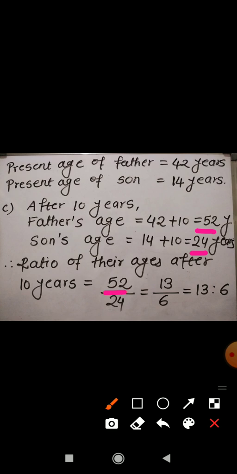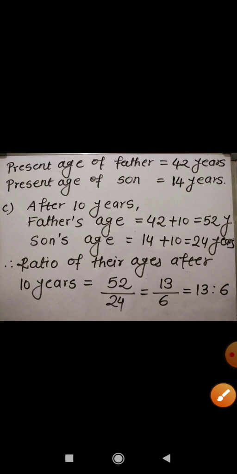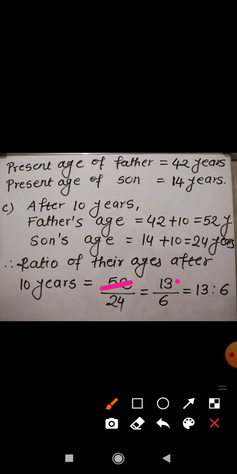52 by 24. Now reduce this fraction, or we can say reduce this ratio to its lowest term. Now 52 and 24, both numbers are divisible by 4. So if you divide 52 by 4, you will get 13 in the numerator. And when you divide 24 by 4, you will get 6 in the denominator. Hence, the required ratio is 13:6.